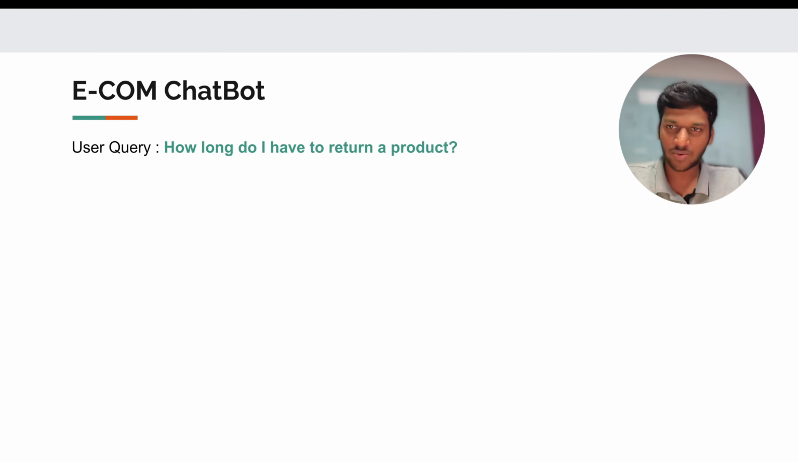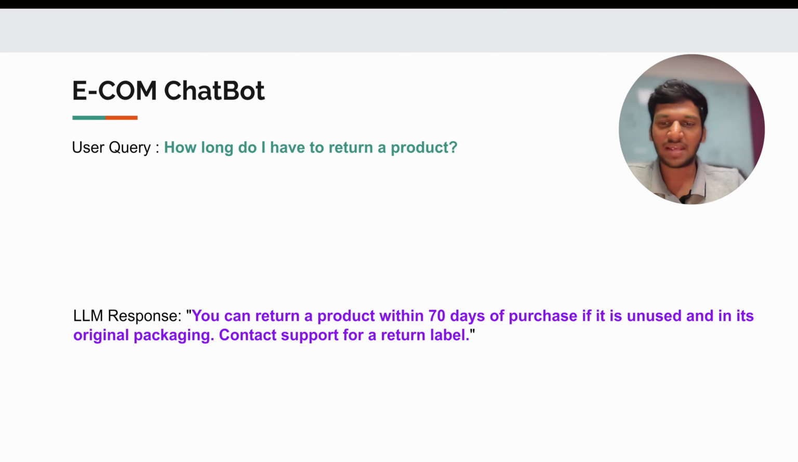If we have an e-commerce chatbot, the user query will be like, how long do I have to return a product? So basically it's asking how many days I have to return a product after purchasing. Then the LLM responds, you can return a product within 70 days of purchase if it is unused and in original packing. Contact support for a return label.